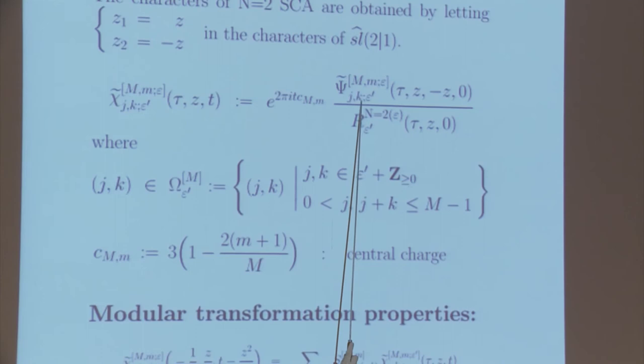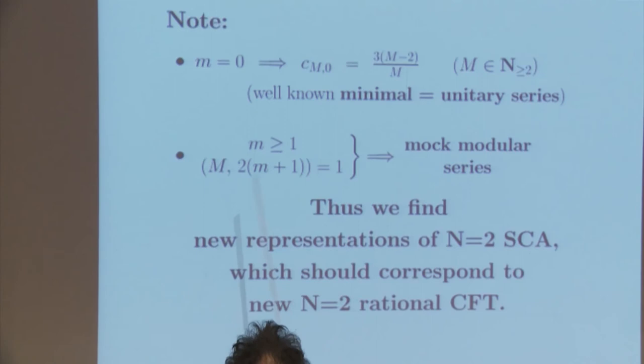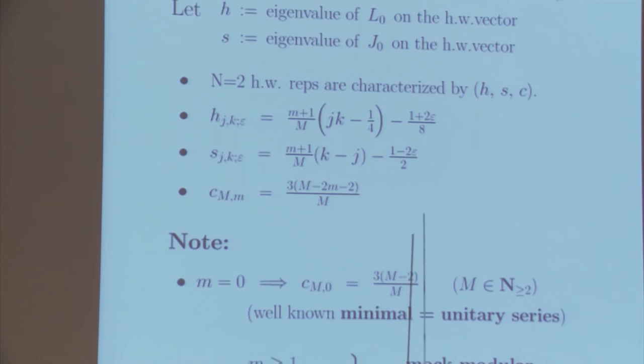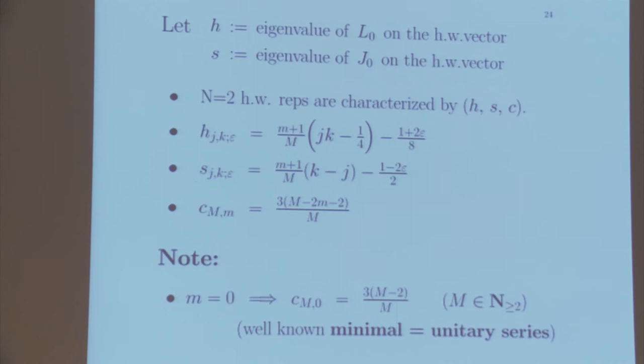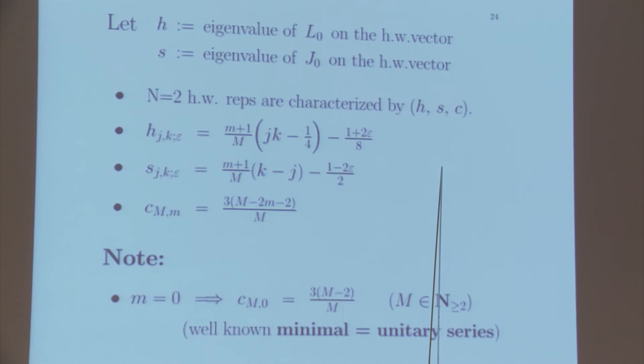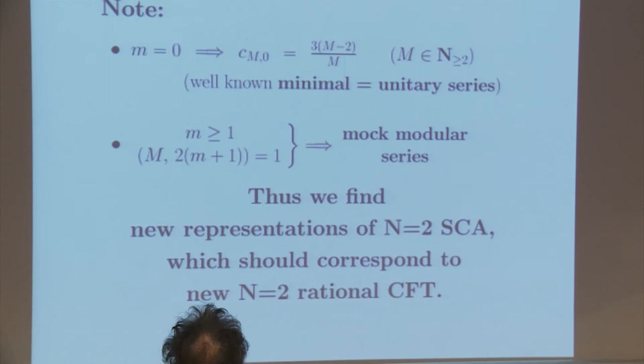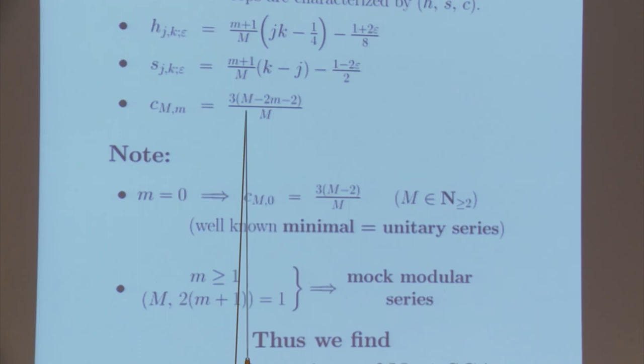And we obtain such a transformation formula. Then for an N=2 highest weight representation, the Cartan subalgebra is three-dimensional: L0, J0 and the center. So we put the eigenvalue of L0 on the highest weight vector, H, and of J0, S, this means spin, and the central charge C. Then H, S, C, it is determined by three numbers. And in this case, N=2 representations are parameterized by j, k. So in each case, h_jk, s_jk, etc. are given by these formulas.